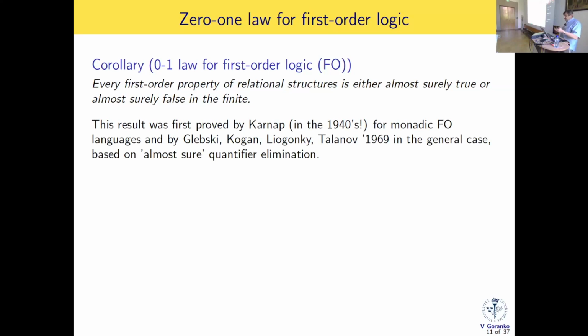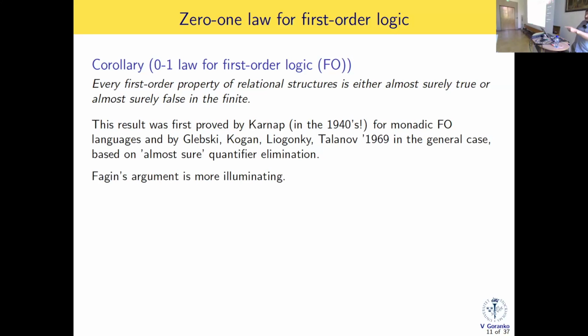But it was also proved earlier on by the Russian mathematician Glebsky and his students in 1969 in the general case. And the proof was based on a kind of almost sure quantifier elimination, but it was published in a local Russian journal, and it was apparently inaccessible to Fagin. When was it, before or after Fagin's? Ah, right, okay, but at least as far as I know, Fagin was not aware of this result when he proved his.